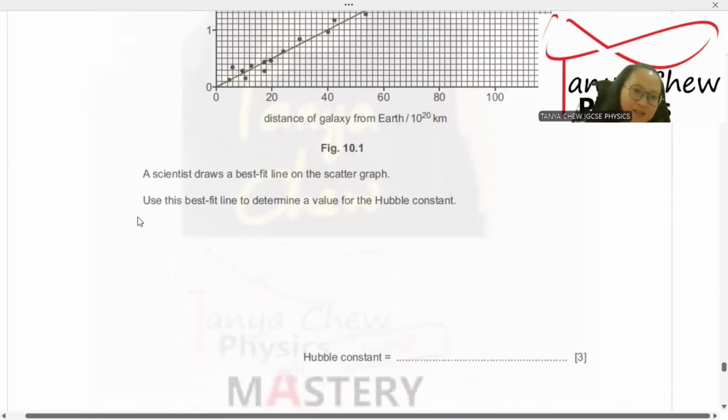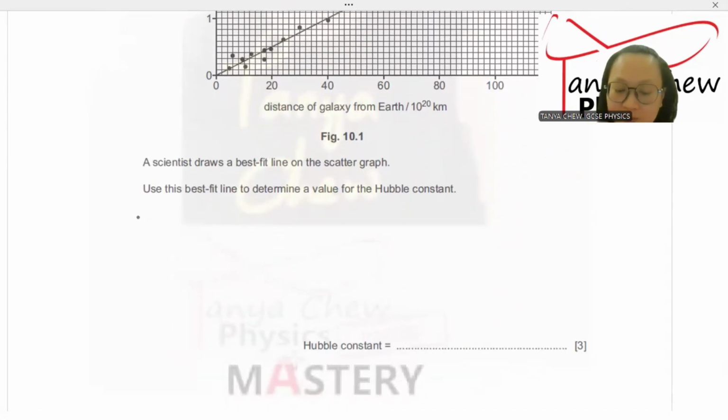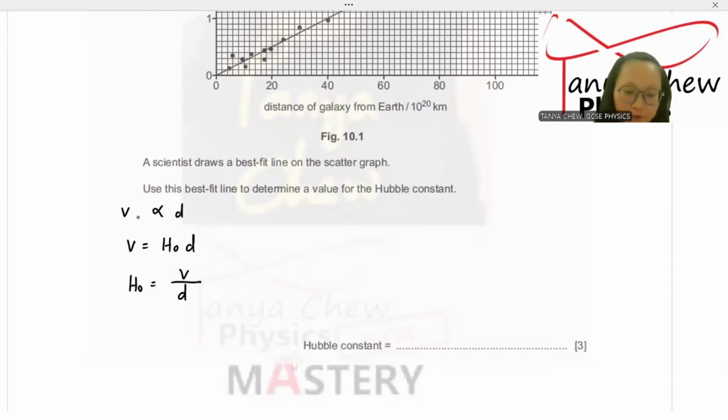What is the Hubble constant? Before I explain, you need to know the speed of the galaxy which is moving away from Earth is directly proportional to the distance, right? So I get rid of this proportionality and it is equal to the Hubble constant. So to find the Hubble constant, it is the speed of the galaxy divided by the distance between the galaxy and the Earth.